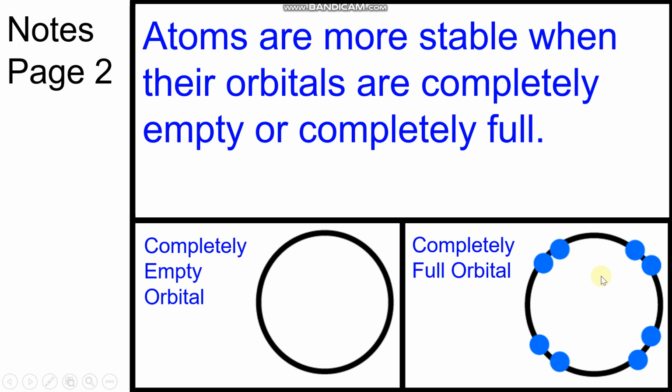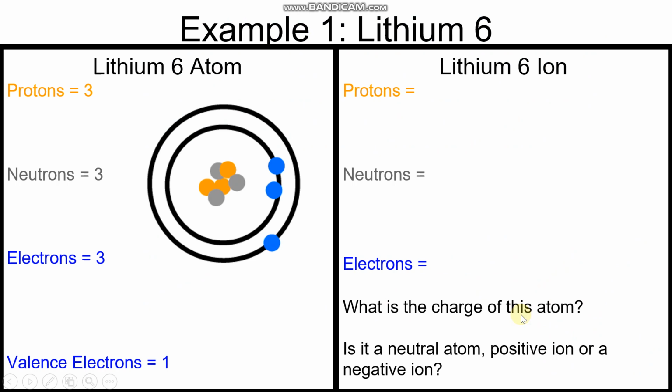So we can tell by how many electrons are in there that this would have to be a second orbital or a third orbital for an atom, because the first orbital could only hold 2 electrons. So for the first orbital, a completely full orbital would look a little bit different. It would only have 2 electrons in it. But for a second orbital, we can see that it would have 8. Okay, so let's go through an example of what you're going to do with this.